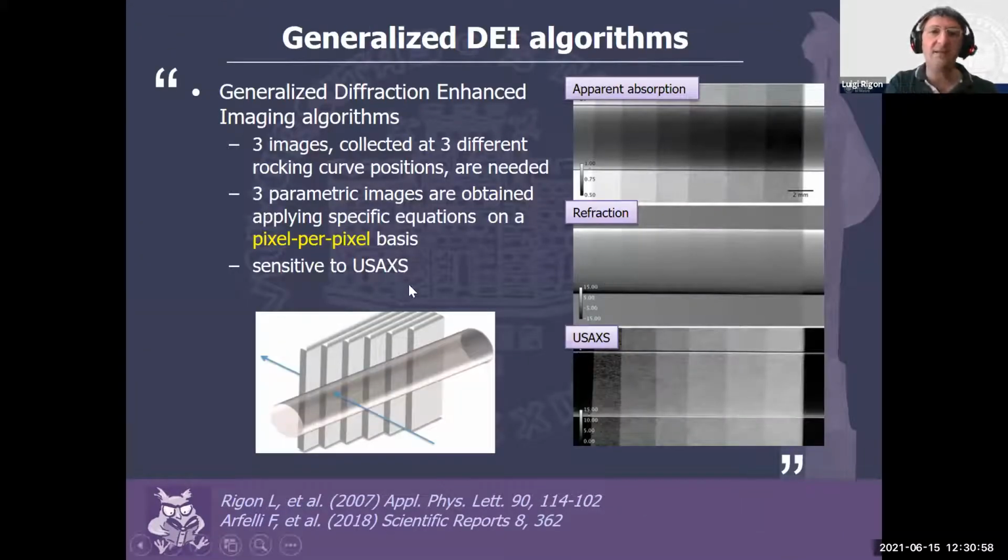Yes, you can also add, I mean, this technique can be sensitive not only to extinction, absorption, refraction, but also to ultra small angle scattering. Here in these samples, we put some scattering foils, and you see in the image, we could clearly see the different amount of scattering introduced by these foils. And this is ultra small angle scattering, I mean, in the order of a few microrad.